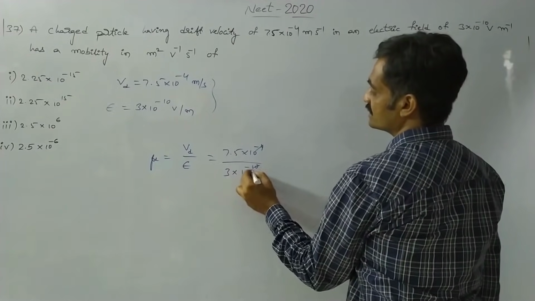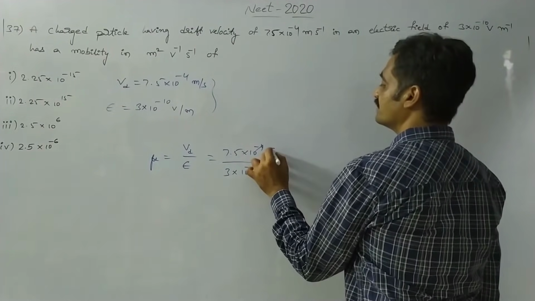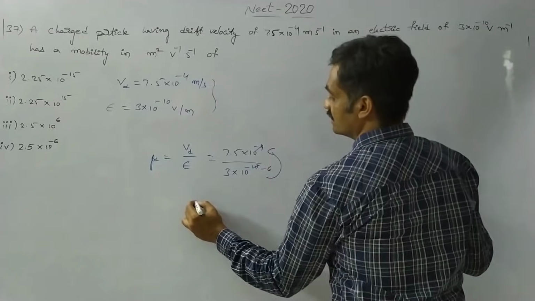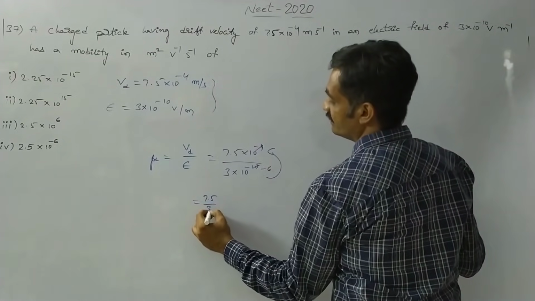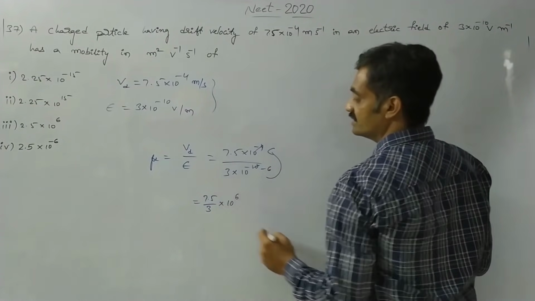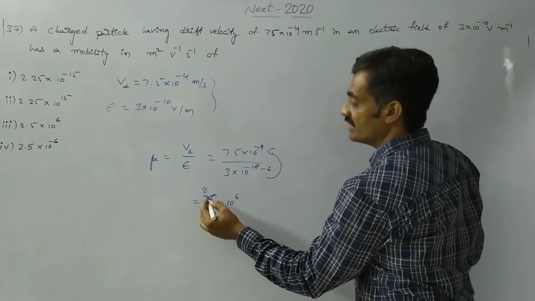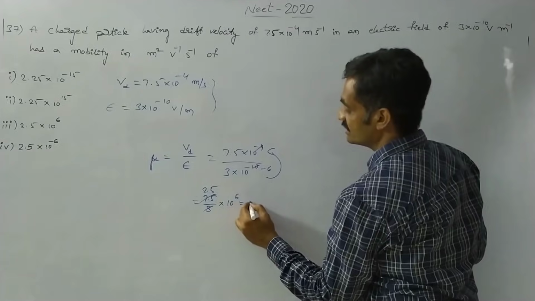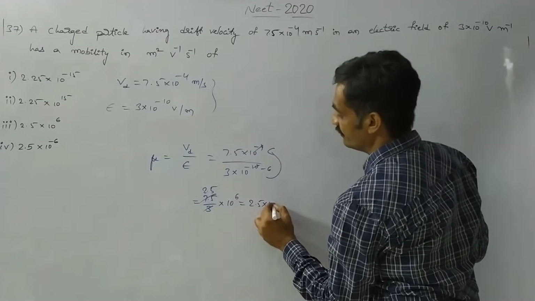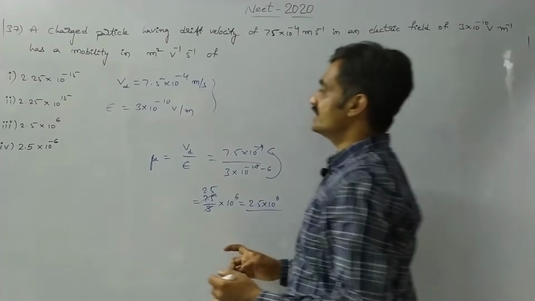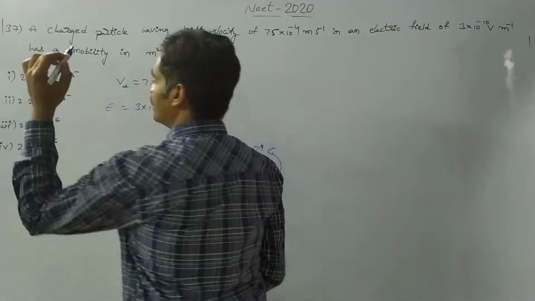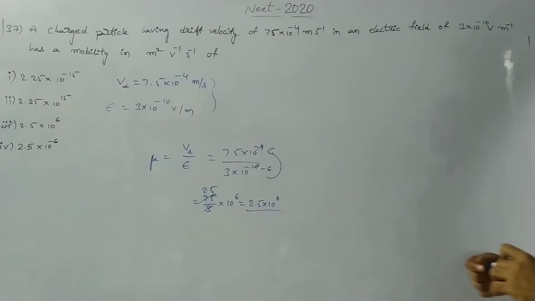So here 10^-4 gets cancelled, still we have 10^-6. If we bring this minus 6 upwards, it becomes plus. Then we have 7.5 by 3 into 10^6. So we can write it as 3 × 5 is 15. So the answer is 2.5 × 10^6. So option is 3. Take a screenshot.